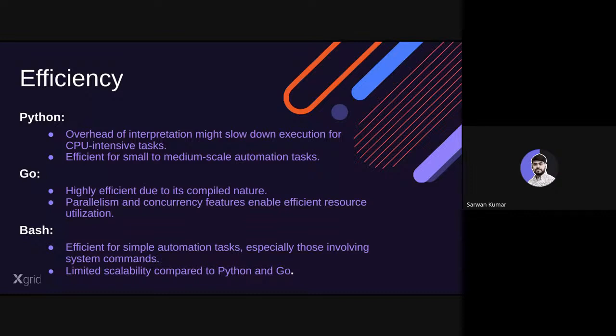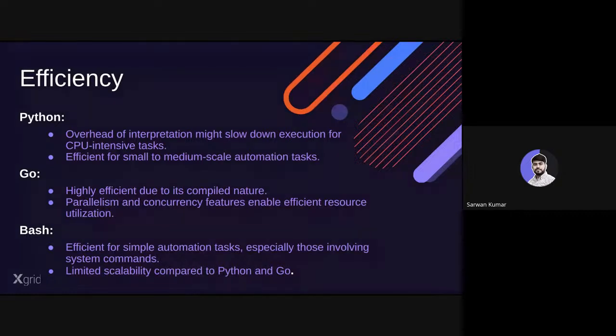So when we see Python, the overhead of interpretation might slow down execution, right? Due to its interpreted nature, it's not suitable for CPU intensive tasks, the tasks which need more involvement of CPU computational work. So Python is not best suited for that, but we can use it for small to medium scale automation tasks as well.